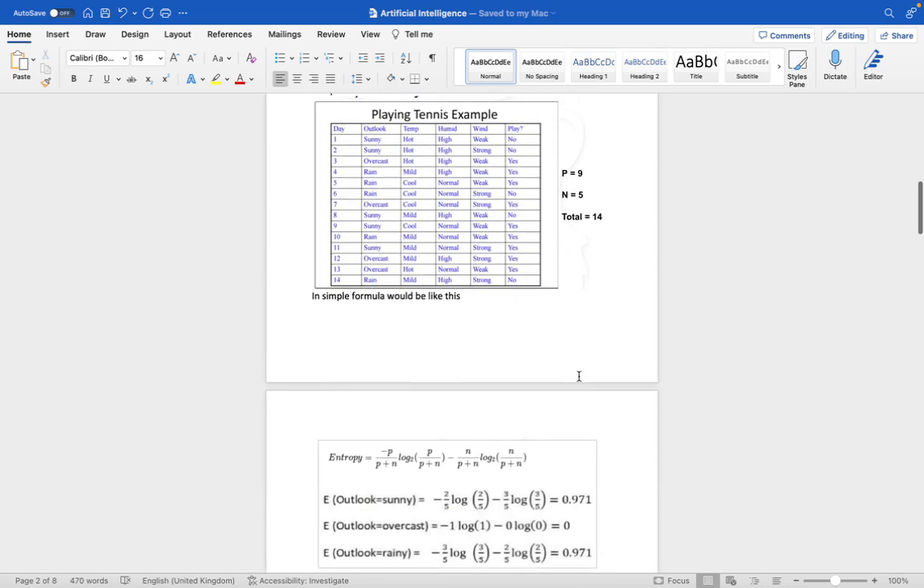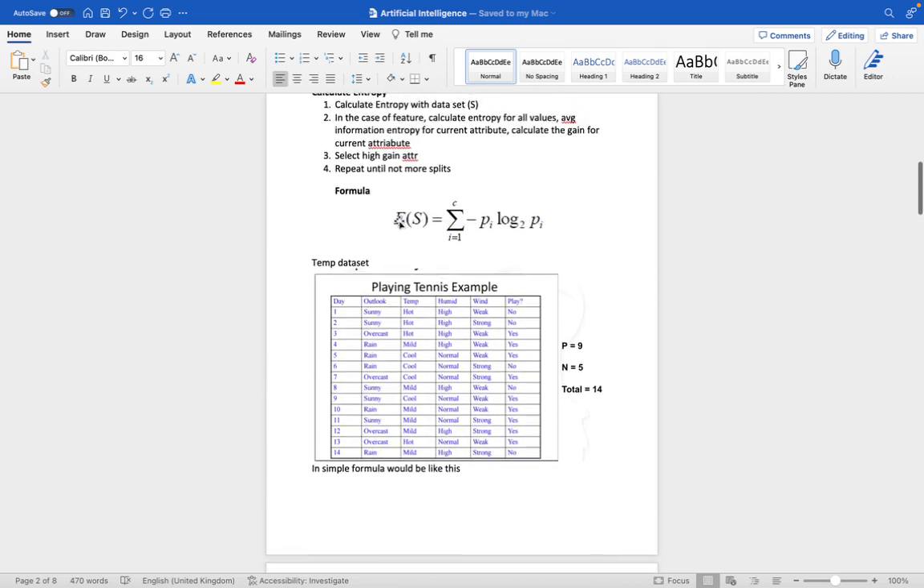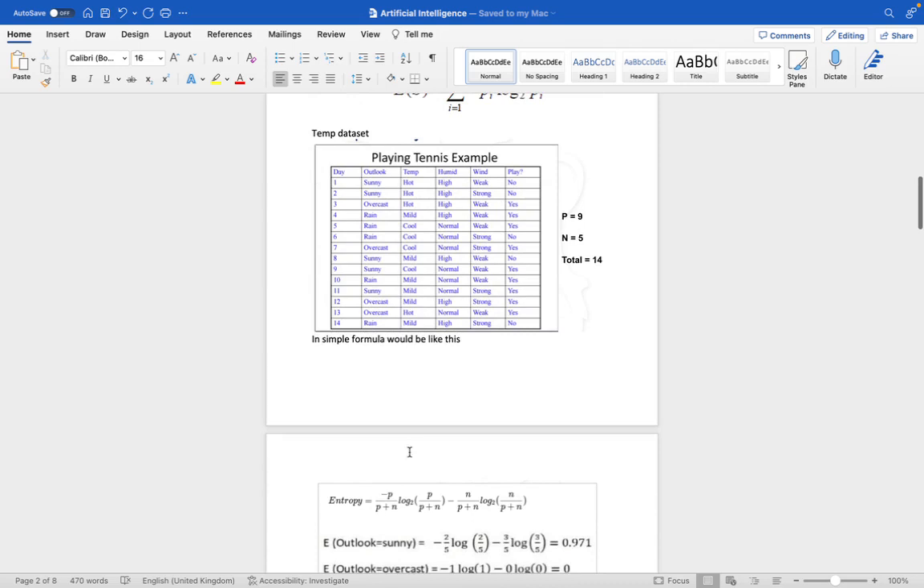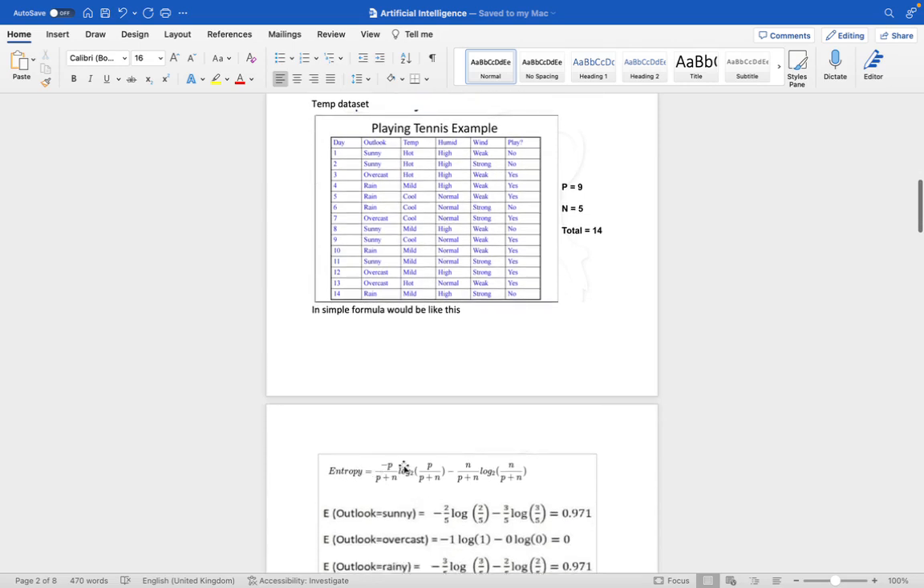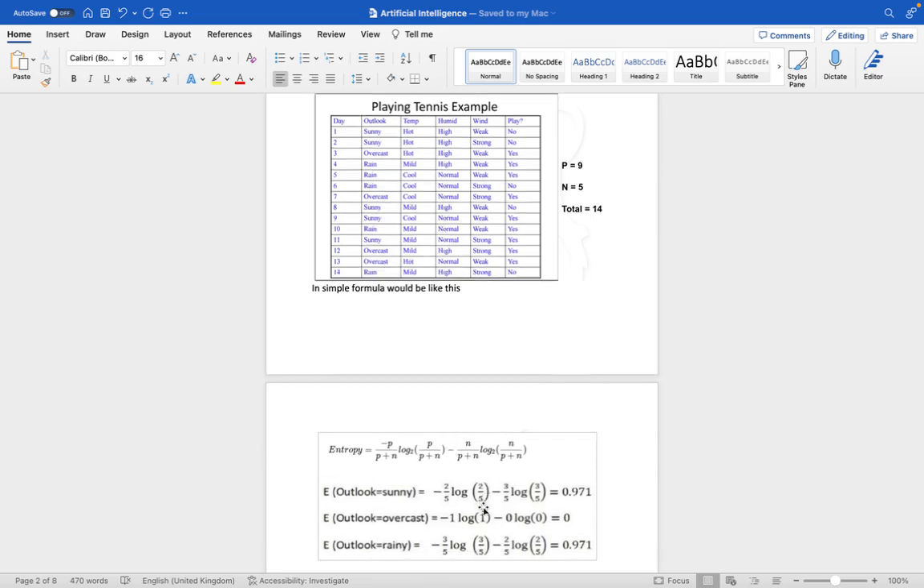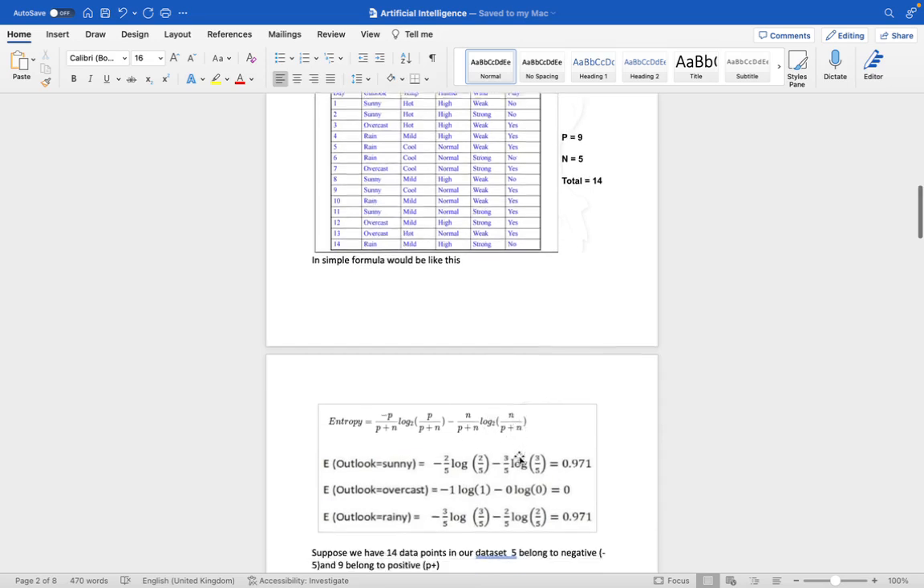So here is a simple formula: the entropy of S. If we split the formula, it becomes: entropy equals minus P divided by P plus N, times log 2 of P divided by P plus N, and then minus N divided by P plus N, times log 2 of N divided by P plus N. This is the basic formula.